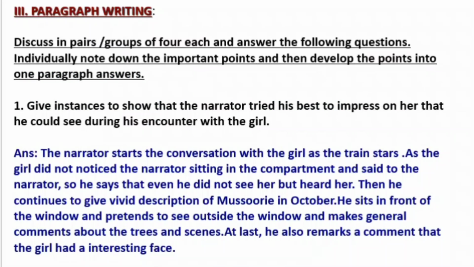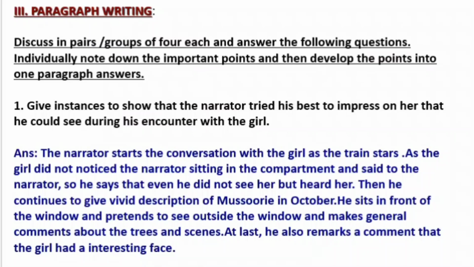Third one, paragraph writing. Discuss in pairs or groups of four each and answer the following questions individually. Note down the important points and then develop the points into one paragraph answers. First question. Give instances to show that the narrator tried his best to impress on her that he could see during his encounter with the girl.